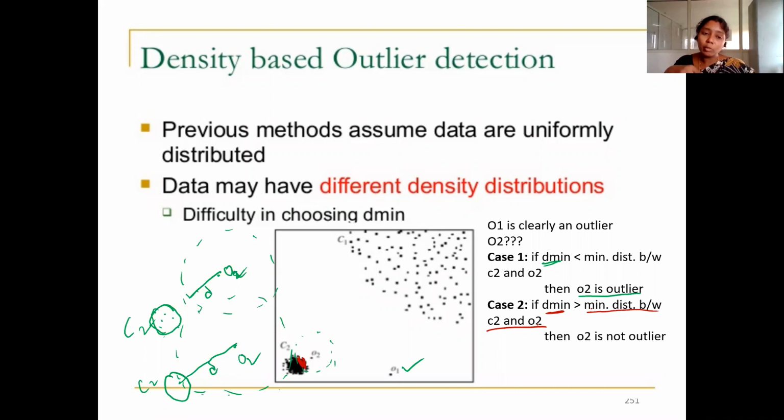So now in case 1, since we reduced the d min neighborhood, O2 seems to be alone. There are no neighbors for O2 and it is declared as an outlier. But whereas in the second case, we are extending the d min. So we are extending the neighborhood of O2.